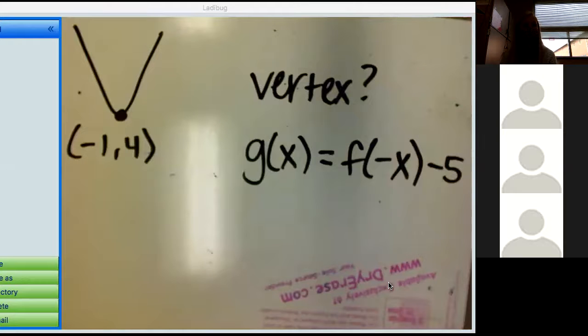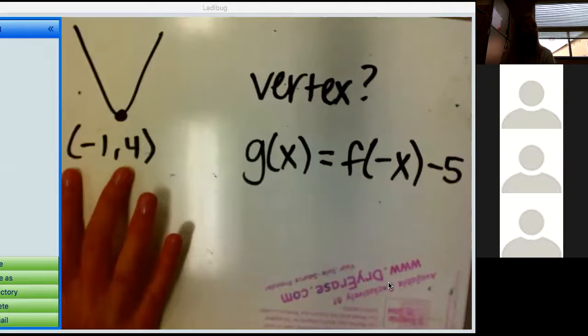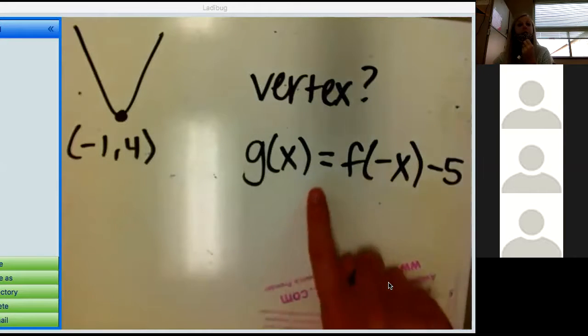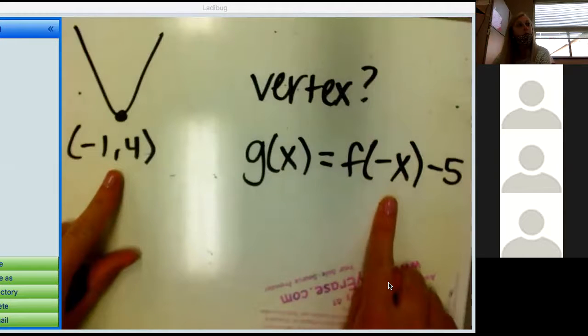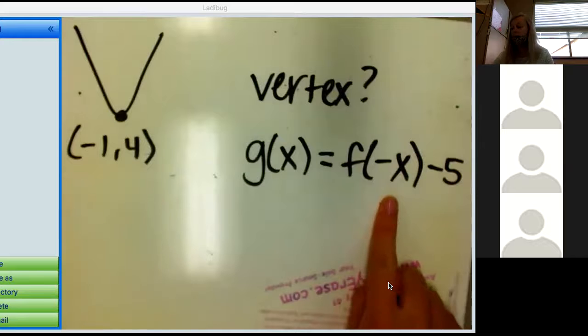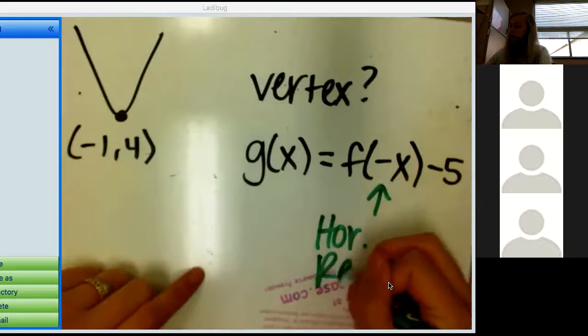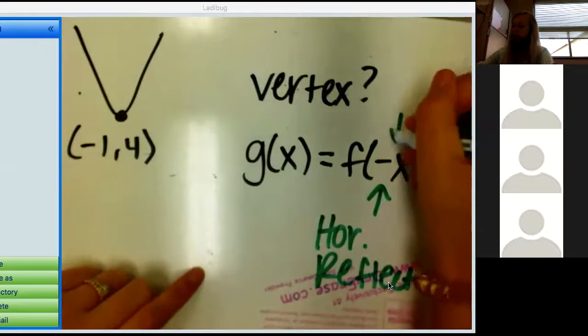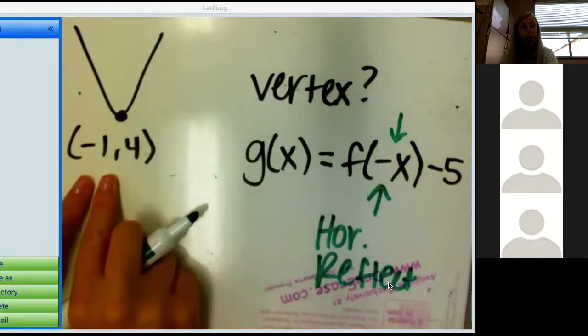All right, so let's talk about it. This is my original vertex, correct? It doesn't say the word transformed because that would be too easy. But it says, what is the vertex of the function defined as this? So in this new function, what am I doing to the original one? Somebody said horizontal reflection in class because the negative is inside with the x, right? So we want to take this point and horizontally reflect it, okay?